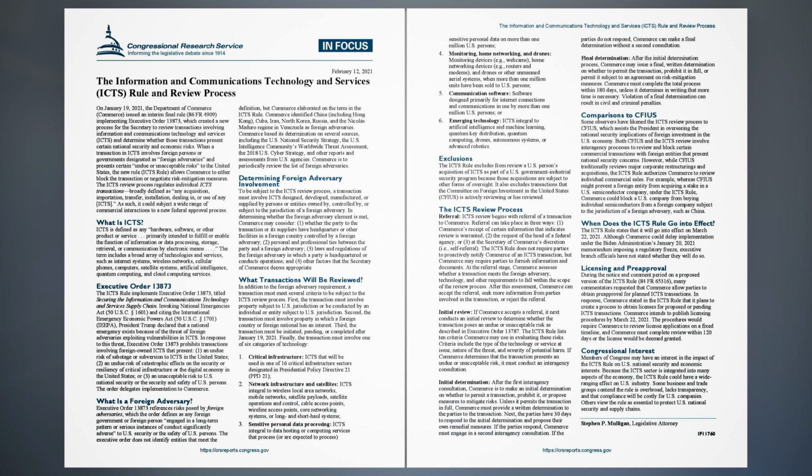Determining foreign adversary involvement. To be subject to the ICTS review process, a transaction must involve ICTS designed, developed, manufactured, or supplied by persons or entities owned by, controlled by, or subject to the jurisdiction of a foreign adversary. In determining whether the foreign adversary element is met, Commerce may consider: 1. Whether the party to the transaction or its suppliers have headquarters or other facilities in a foreign country controlled by a foreign adversary; 2. Personal and professional ties between the party and a foreign adversary; 3. Laws and regulations of the foreign adversary in which a party is headquartered or conducts operations; and 4. Other factors that the Secretary of Commerce deems appropriate.